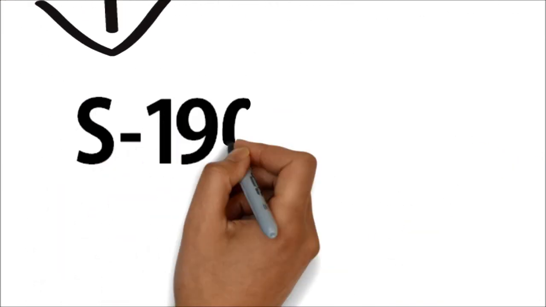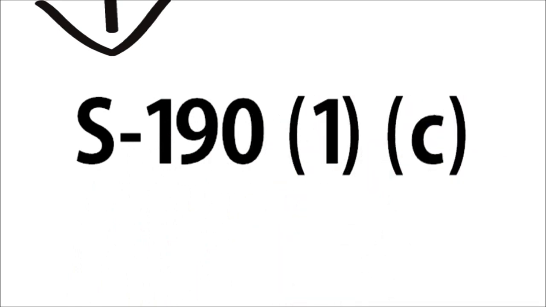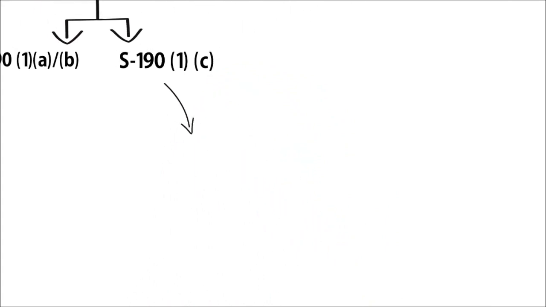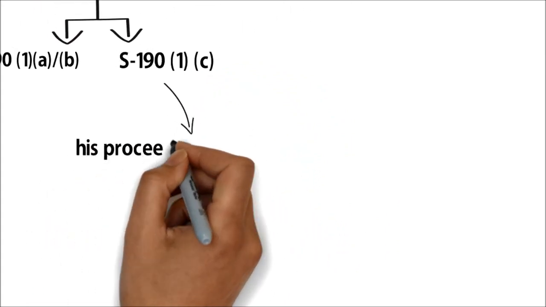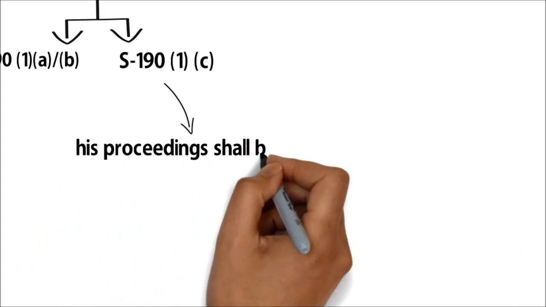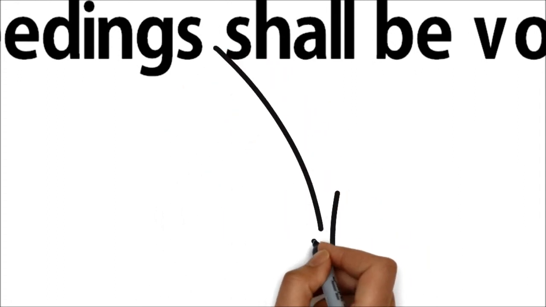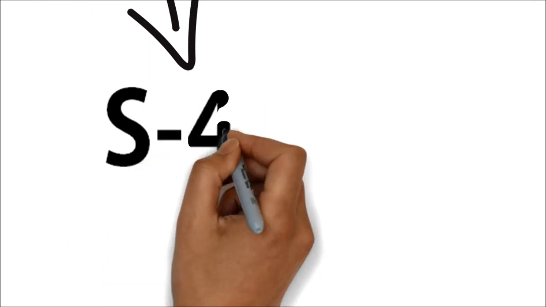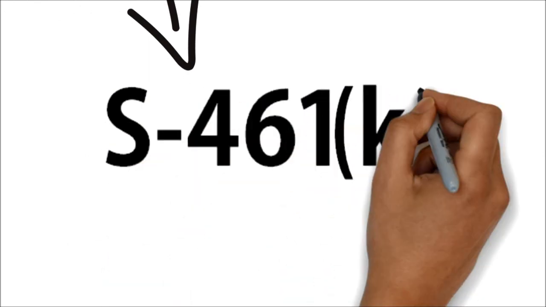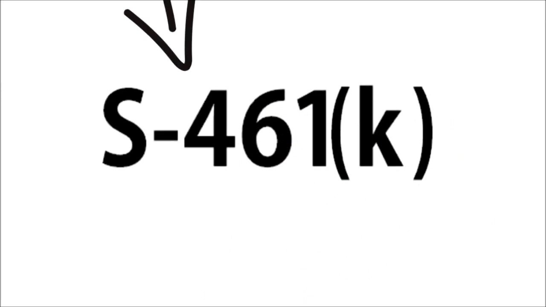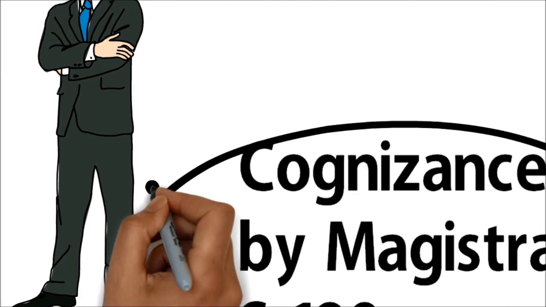But if a magistrate takes cognizance on the third point, meaning the point where the information is received from any other person, or even the magistrate himself takes cognizance on his own opinion, then the proceeding will be void from the start. It is also mentioned under section 460(k) of CrPC. That's all with section 190.